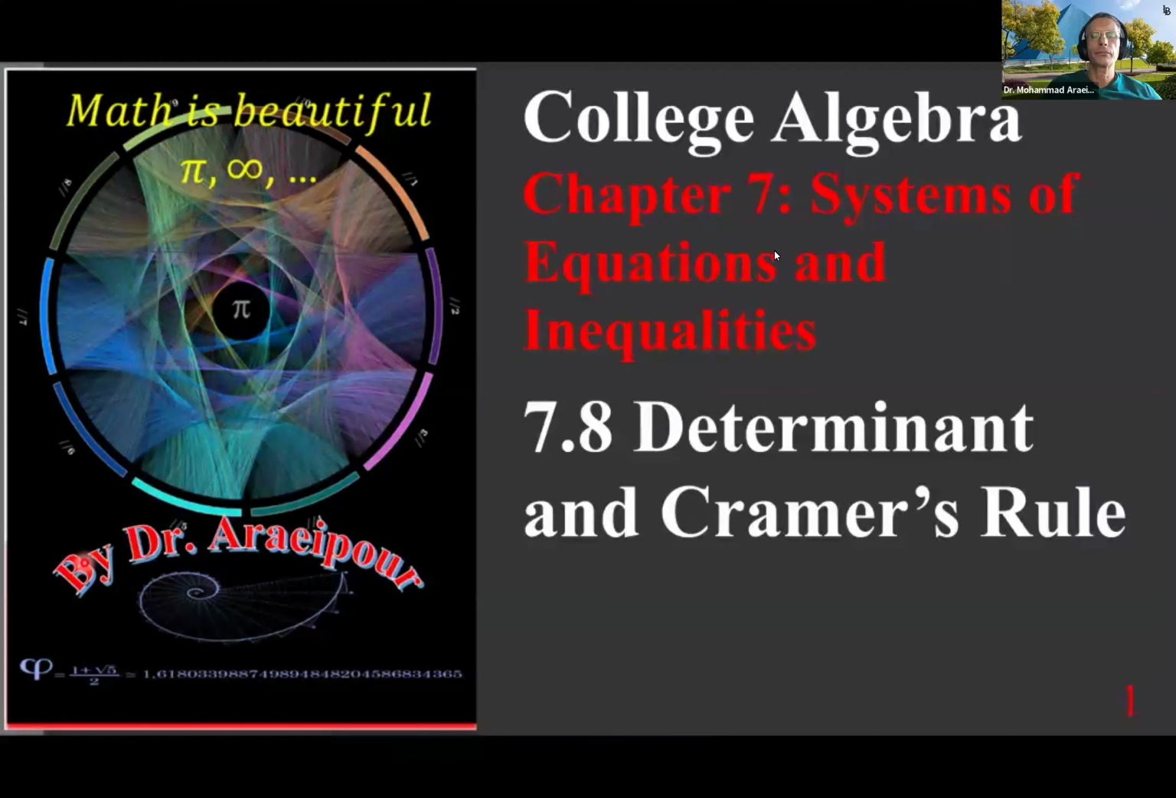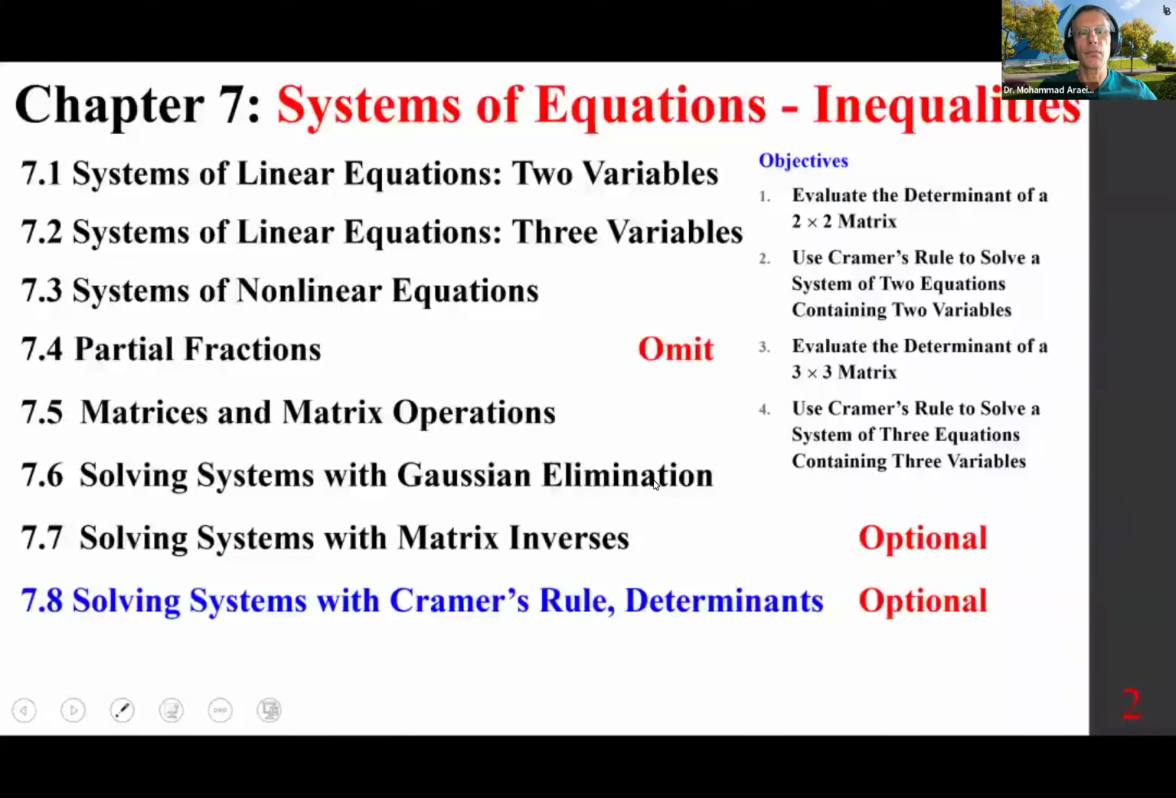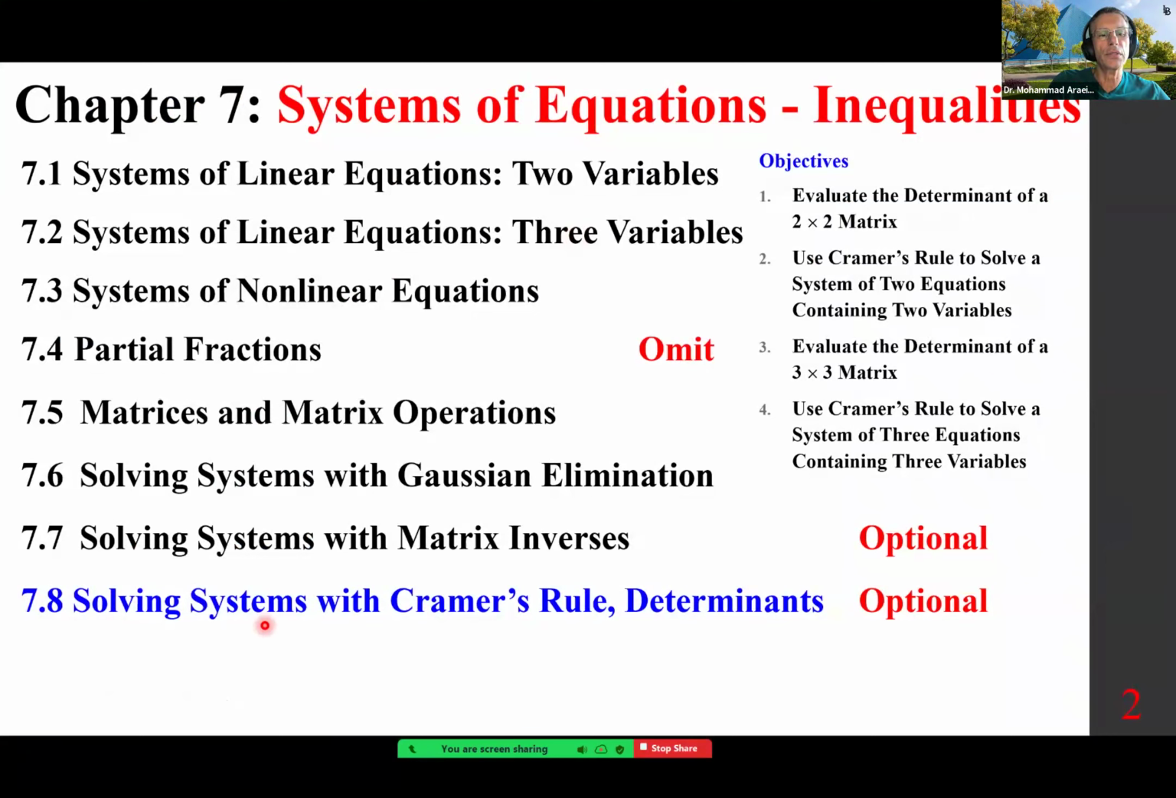Good morning, class. Here's Chapter 7, Systems of Equations and Inequalities, Section 7.8, Determinant and Cramer's Rule. All right, so we covered systems of linear equations in 2 and 3 variables, nonlinear equations, matrices, Gaussian elimination, and now solving systems of equations with Cramer's Rule determinants.